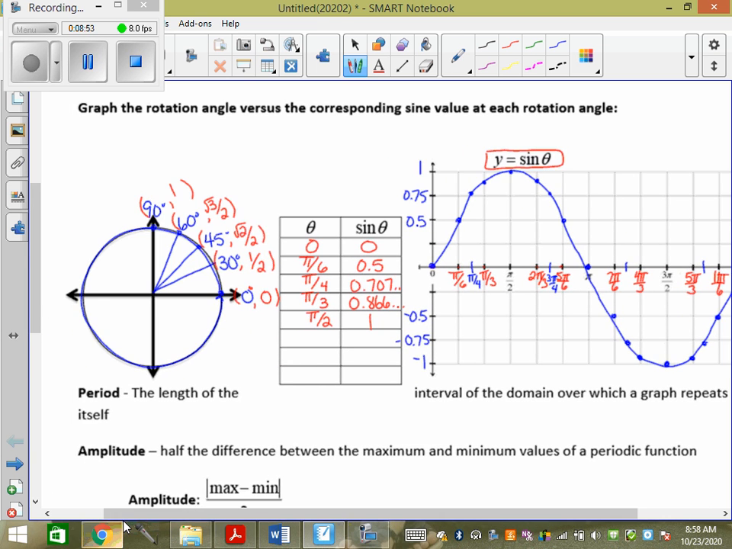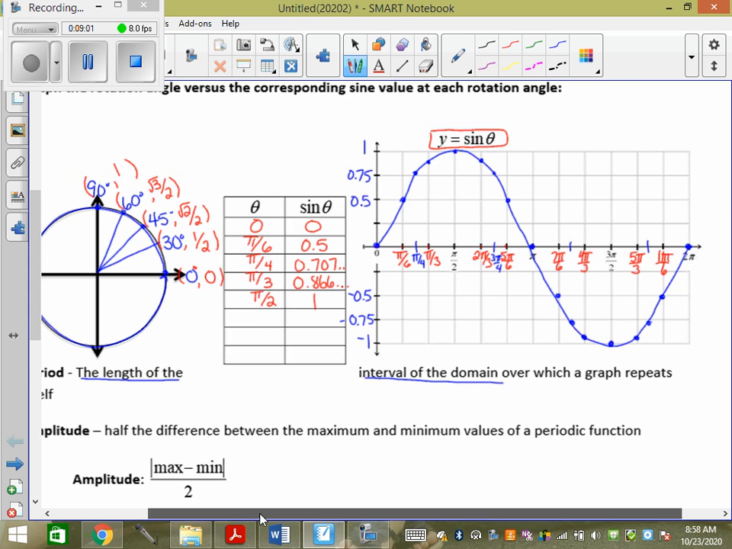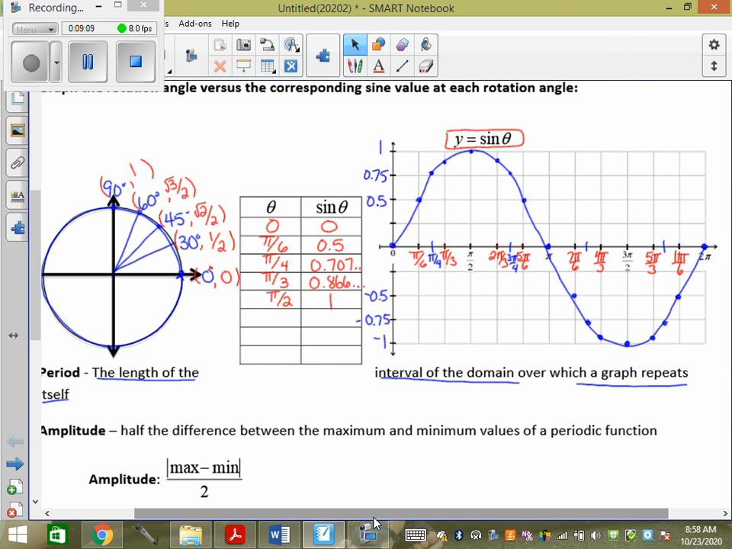It repeats itself. So the period on here, the period is the length of the interval of the domain over which the graph repeats itself. So this graph currently has not repeated itself yet. I went from 0, 0, I went past a max, and then I went past a min, and then I got back to 0, 0, and then after this point it's going to start repeating itself again, isn't it? Because we start the circle all over. So where does this graph actually not repeat itself from? 0 to 2 pi, correct? And then after that it's going to repeat itself again.